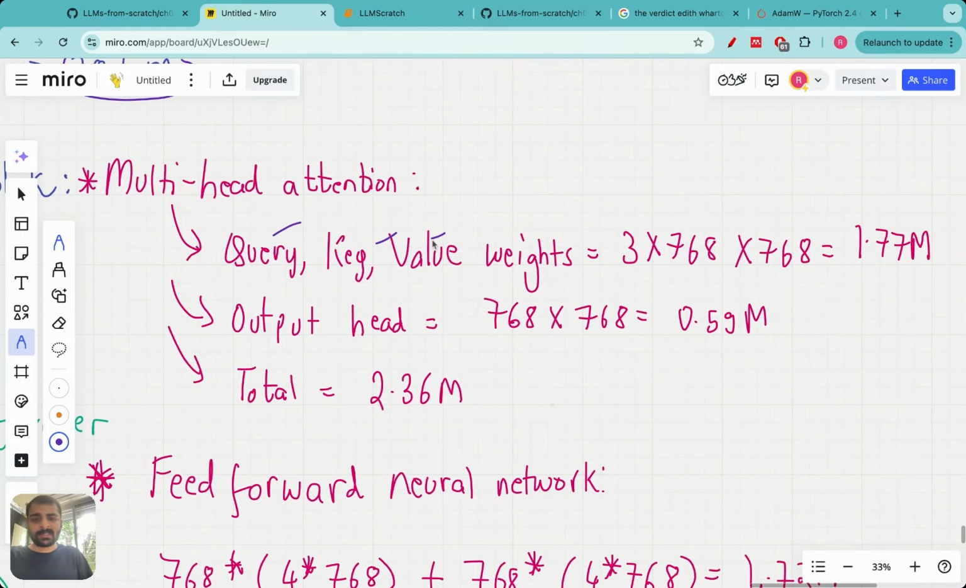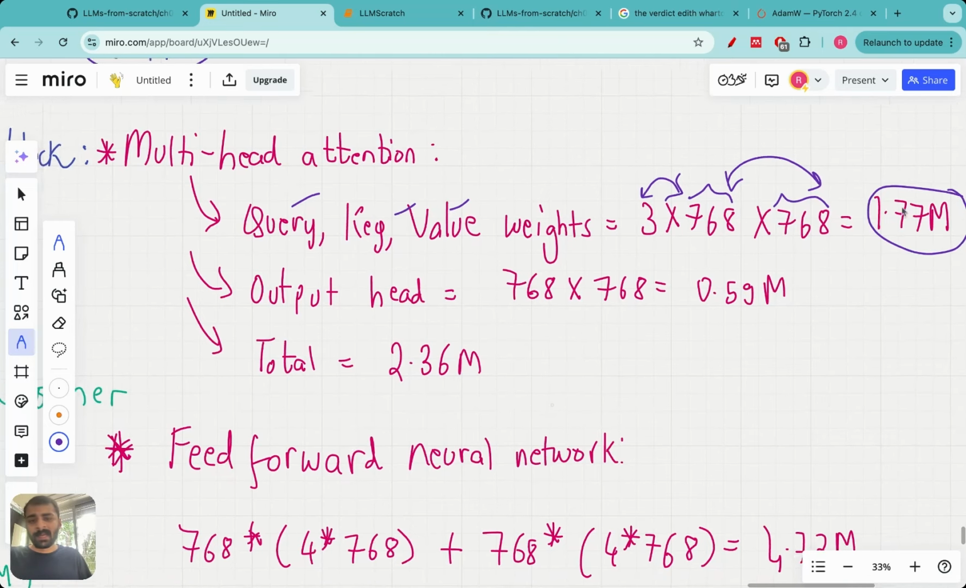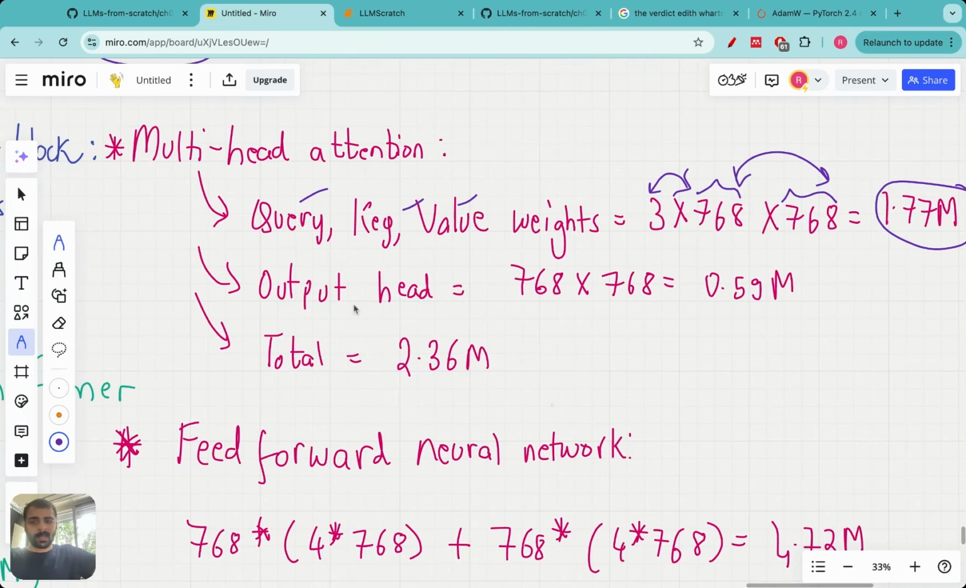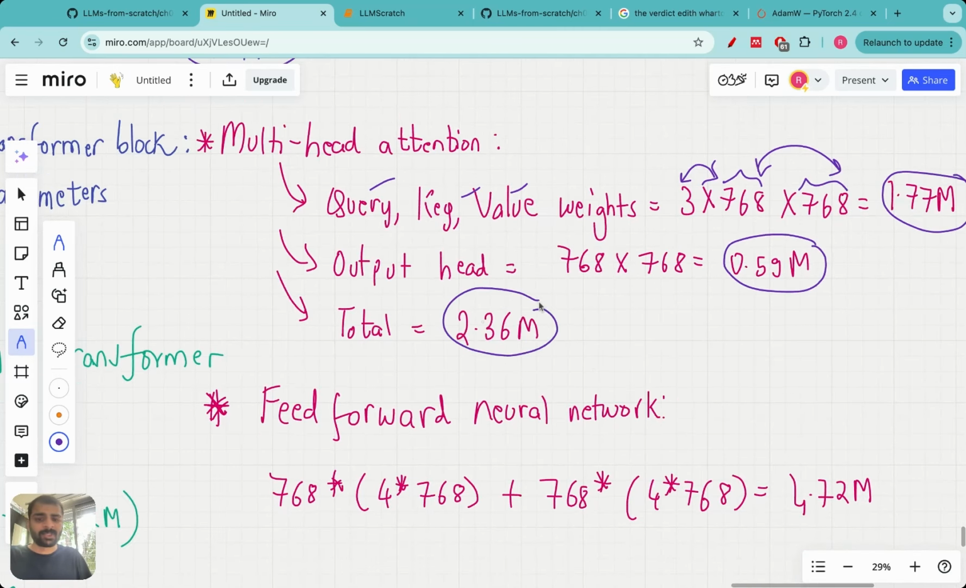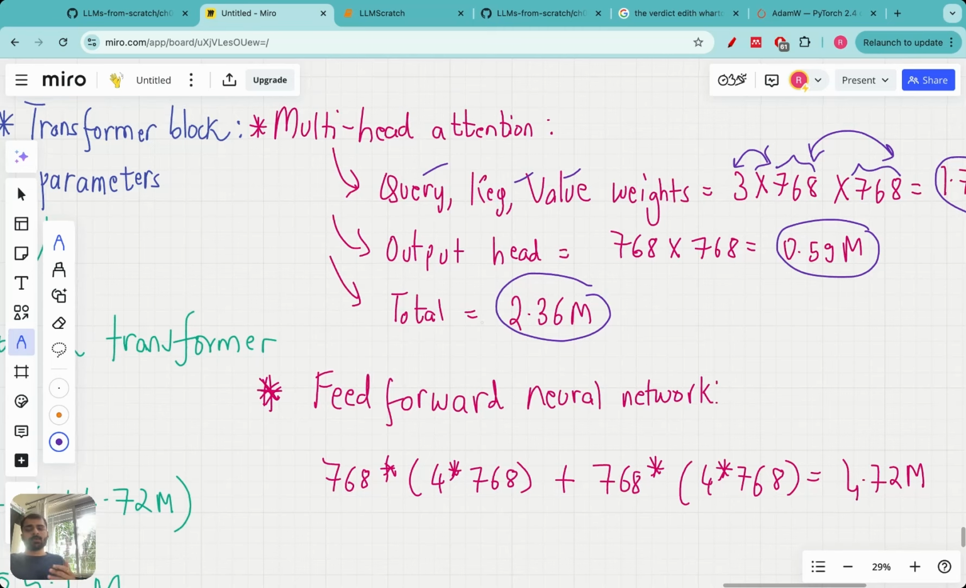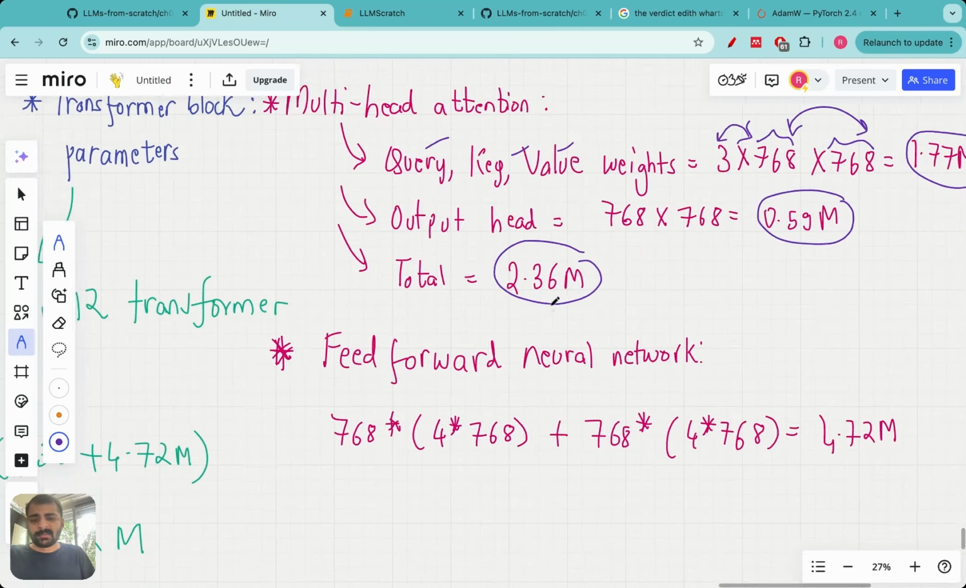So there are three matrices here, and each matrix has a dimension of 768, which is the input embedding and the output embedding, which are generally the same in this multi-head attention, and multiplied by 3 because we have query, key and value, three matrices. So this is 1.77 million parameters. And then there is also an output head, whose number of parameters is equal to 0.59 million. So the total number of parameters in the multi-head attention block is equal to 2.36 million. So 2.36 million parameters here.